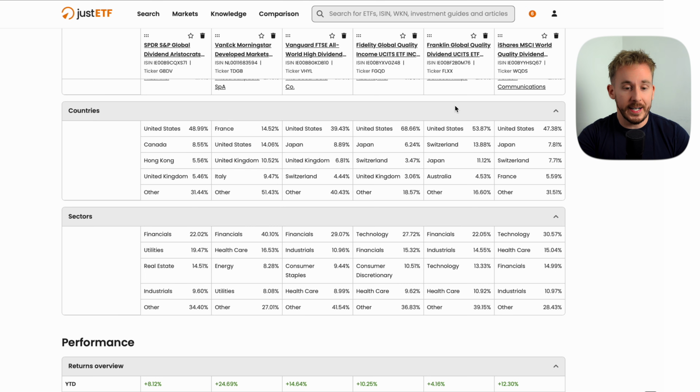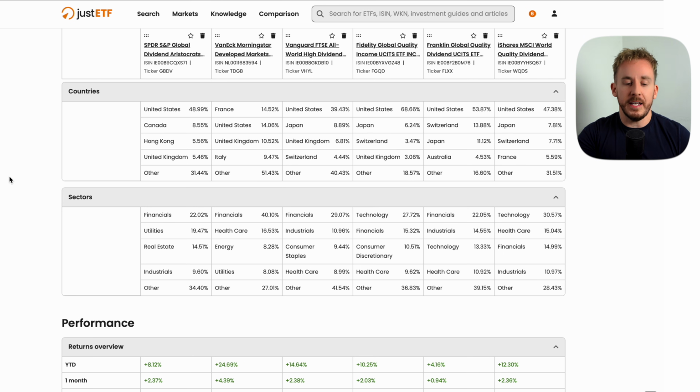If we then look at the Franklin and the SPDR ETFs, which also both have the US as its highest weighting, it's then not technology, which is the highest sector. It's then financials, both around 22%. And you'll tend to see financials heavily across most dividend ETFs because historically they've been really good dividend payers, very sustainable, and they've been able to grow that dividend over many, many years.